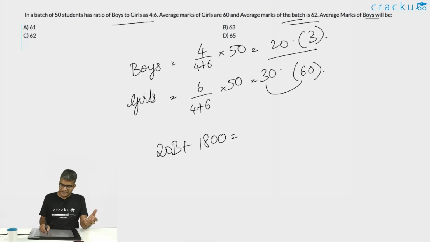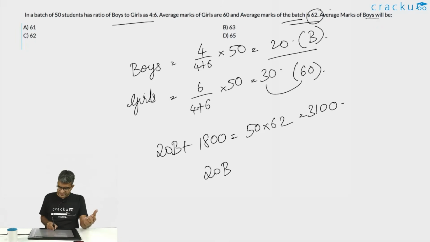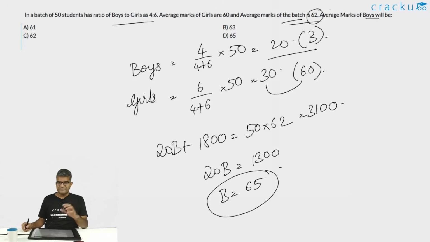The batch size is 50, the average is 62. So this is equal to 50 into 62, which is equal to 3100. Or the value of 20B is equal to 1300. So the value of B is equal to 65. So the average mark of the 20 boys is 65, which is option D.